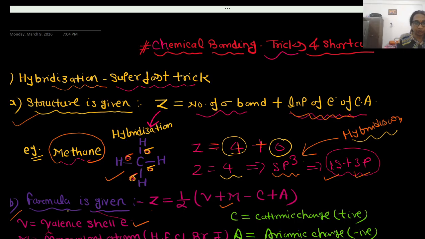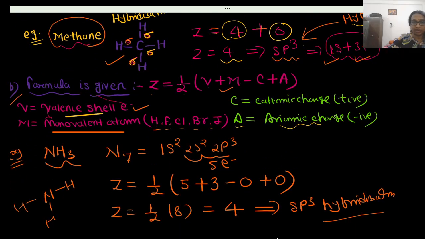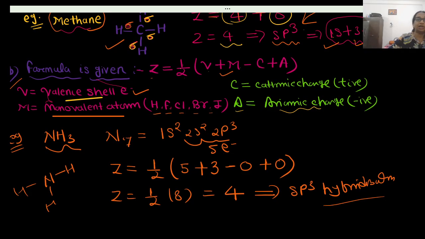And second, when only the formula is given in your question and there is no structure, you can calculate the type of hybridization in the central atom of a molecule with the help of this formula. Z is equal to 1 by 2 (V plus M minus C plus A). V is the valence electrons of all the atoms in the molecule, and second is M, the monovalent atoms. That means monovalent atoms attached to the central atom, like hydrogen, fluorine, chlorine, bromine, iodine. C is the cationic charge if present, and A is the anionic charge if present. That means the molecule has a positive charge or negative charge.